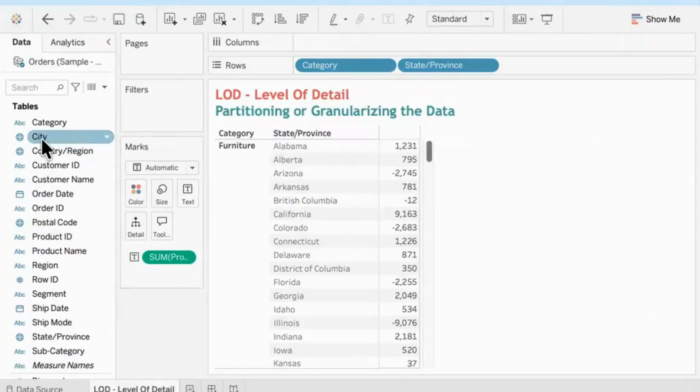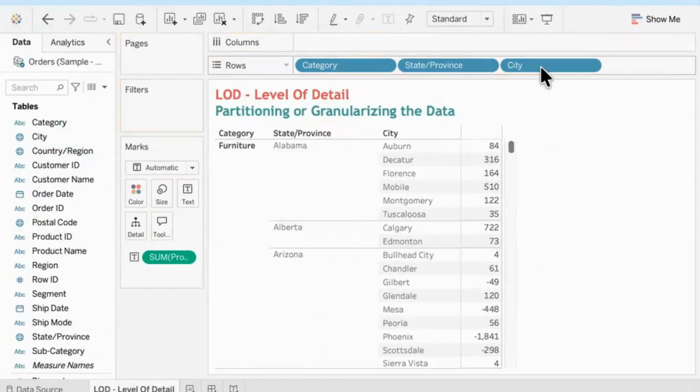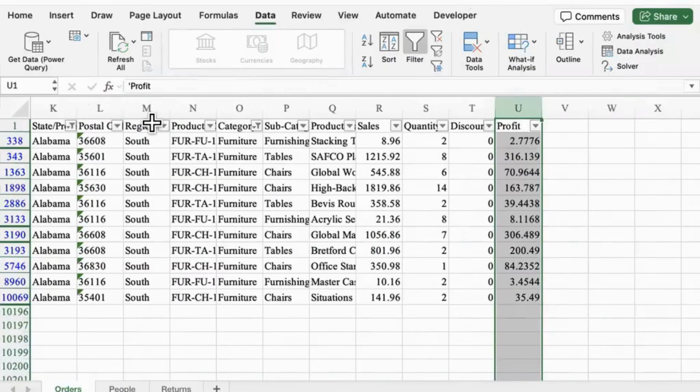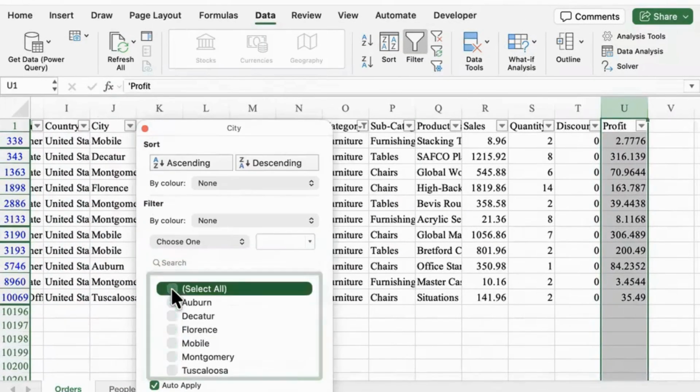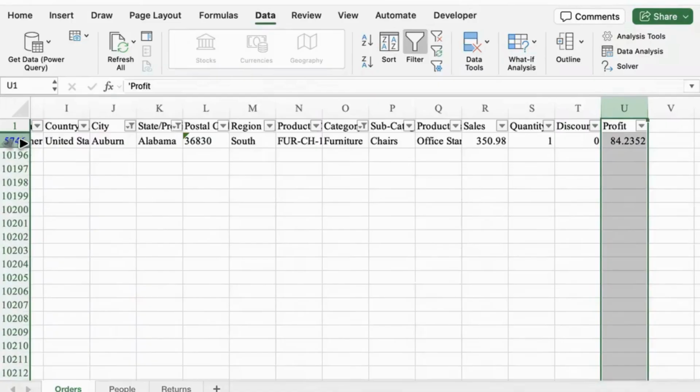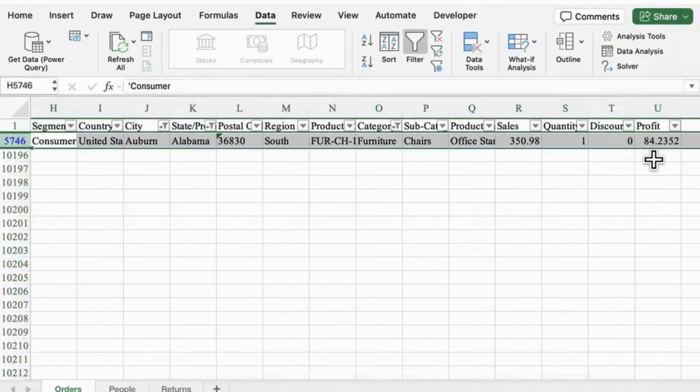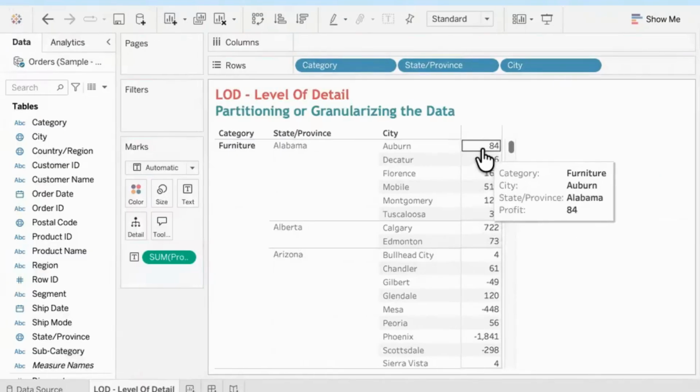Now, what if I bring another dimension, for instance, city? What is happening? The data is getting even more granularized. From the overall profit, we stepped into a specific category, from there into a state, and from there deeper into, let's say, a city, Urbana. We have only one transaction corresponding to that. Profit is 84. And that is what I'm seeing here.